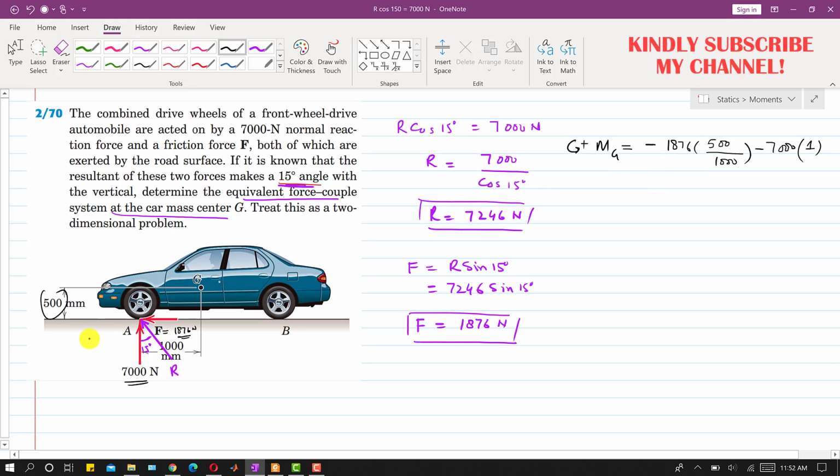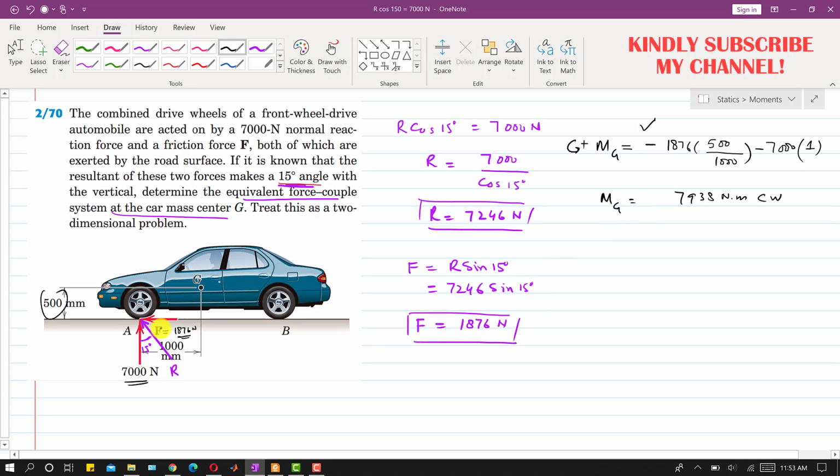The summation of the moments produced by these two components of this resultant will be equal to the moment produced by this resultant, right? So this moment about G comes out to be minus 7938 Newton meter, right? And from this negative sign we can say that this is a clockwise moment.